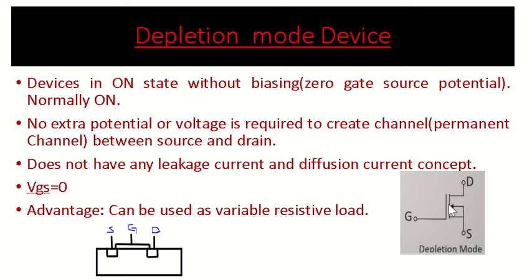There are three terminals, and as you can see, it is an n channel because the arrow mark is towards the gate. So it is an n channel. This is all about the circuit symbol.